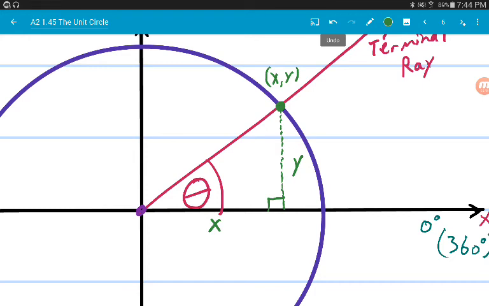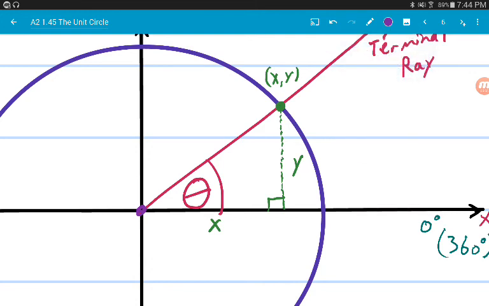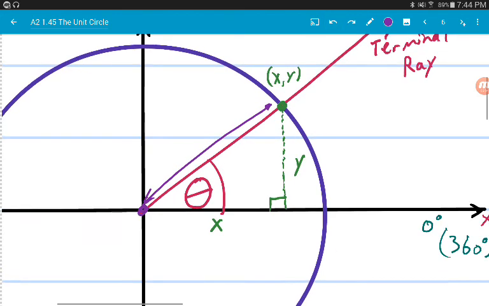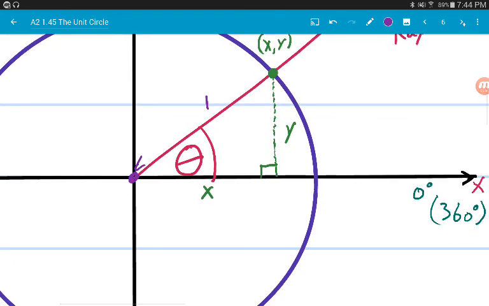Now, because of the definition of the unit circle, we know that this length from here to here is a radius of the circle. And since it's a radius of the circle, that means that the hypotenuse of this triangle is 1.